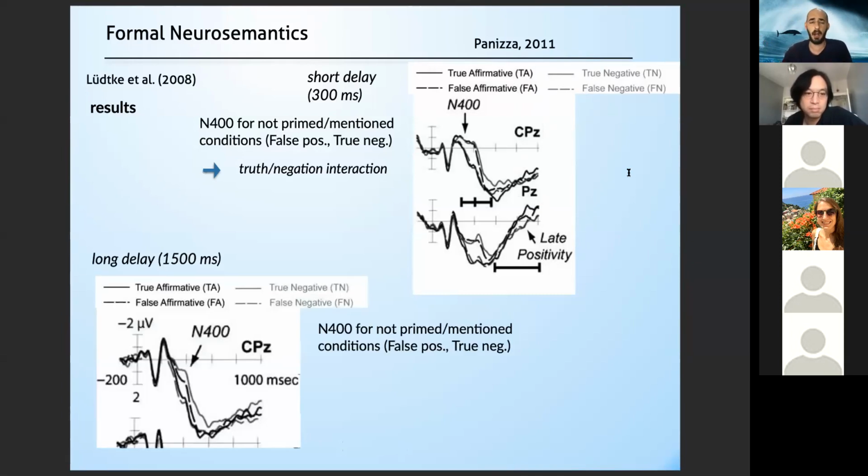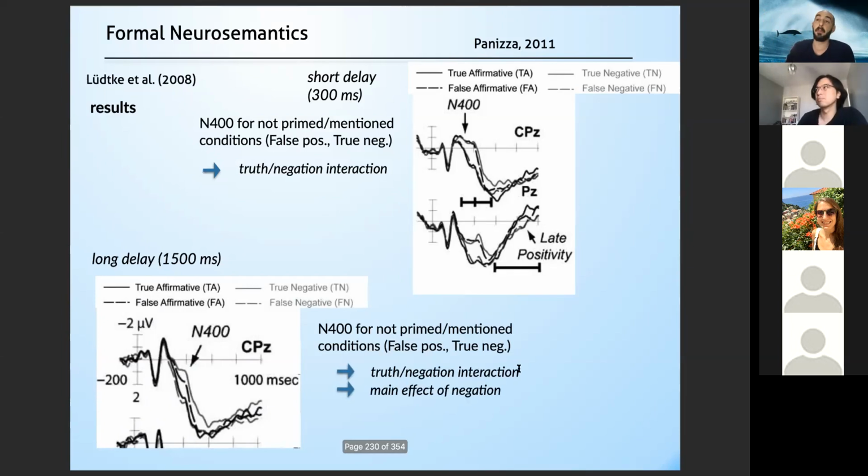Now, what happens at the long delay, which was actually 1.5 seconds? So you hear there is a ghost in front of a tower, or there is no ghost in front of a tower. Then you have 1.5 seconds, and then you see the picture. Now, they got the same effect of N400 for non-primed conditions. So they got the same truth negation interaction, but also a main effect of negation and a main effect of truth, okay?